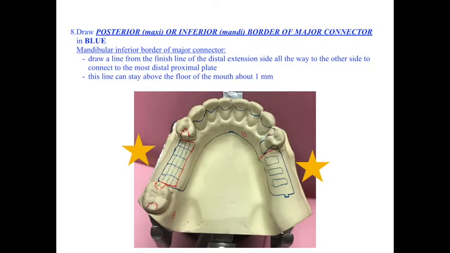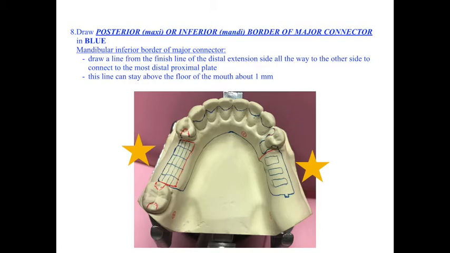Then you will need to draw the inferior border of the major connector. On this one, I assume that the anterior teeth have a periodontal issue, so I designed a lingual plate here. You should have 1 millimeter away from the free gingival margins here. And how do you connect it on the top? You have to check where the contact point is. When you see the contact point, you make a scallop shape to connect it.